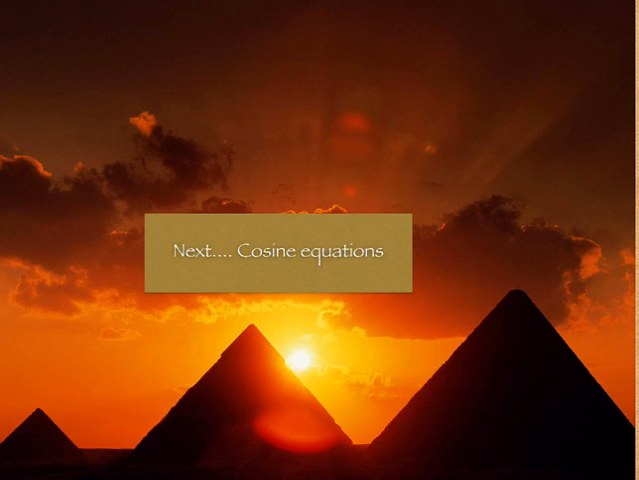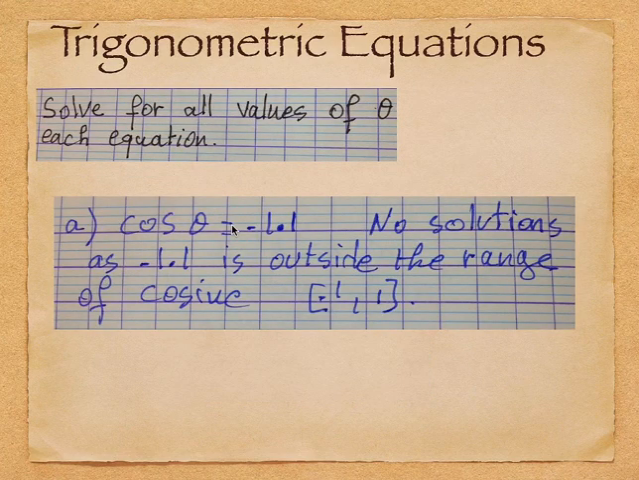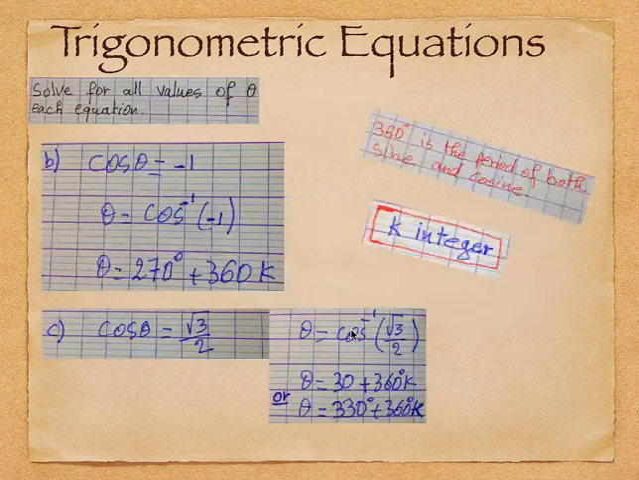Now we see cosine equations in the next part. So these are my questions. For all values of theta, solve each equation: cosine theta equals minus 1.1, cosine theta equals minus 1, cosine theta equals square root of 3 over 2. The first one has no solution, same reason as in sine equals 7. Minus 1.1 is outside the range of cosine. Just remember the graph of cosine is between minus 1 and 1. So no solutions for this case.